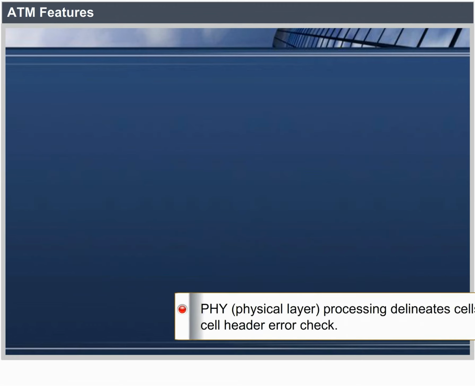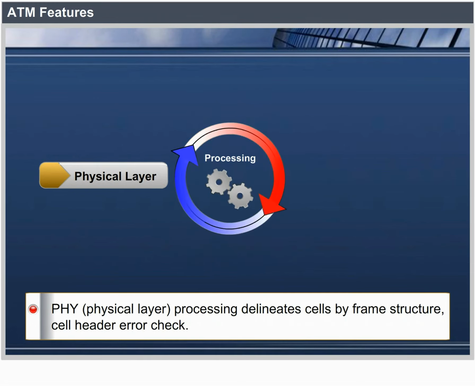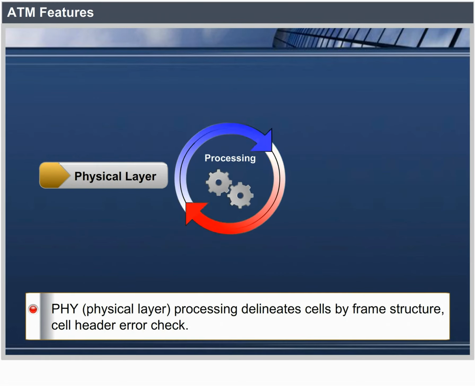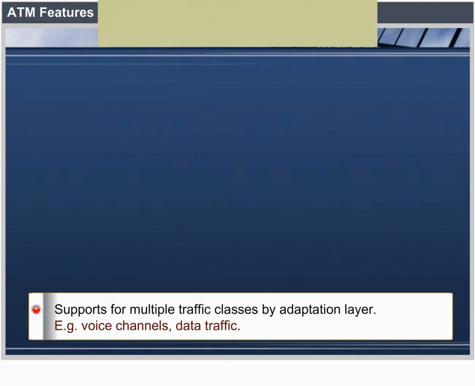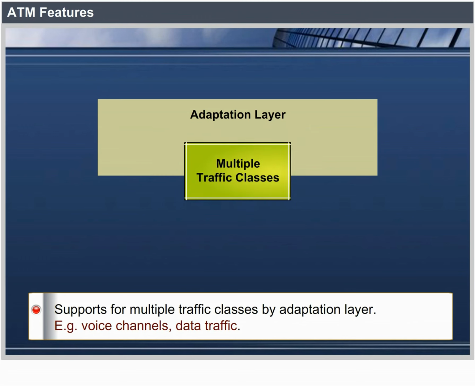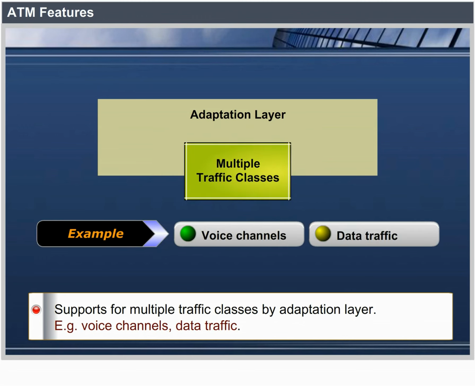VP/VC. PHY physical layer processing delineates cells by frame structure, cell header error check. Support for multiple traffic classes by adaptation layer. Example: voice channels, data traffic.